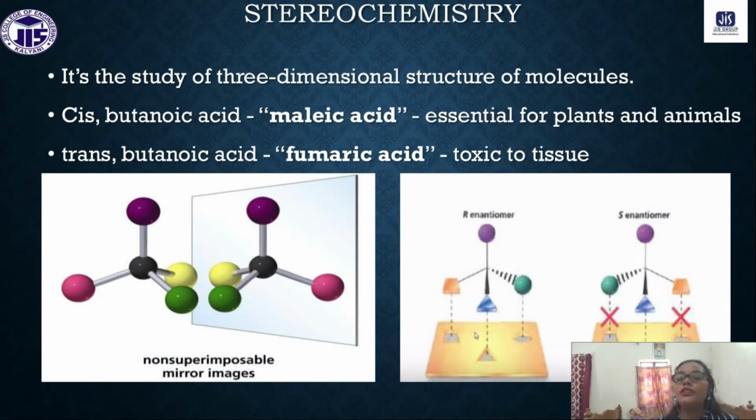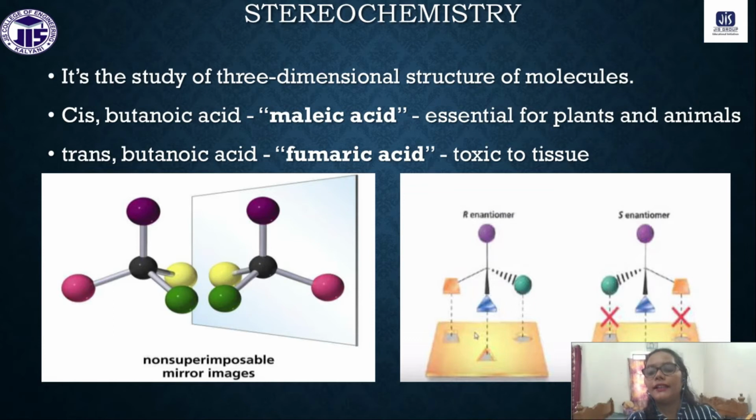Now, stereochemistry. Why stereochemistry? What do you mean by stereochemistry? What is the importance of this chapter? Actually, stereochemistry means the spatial arrangement of the molecules.